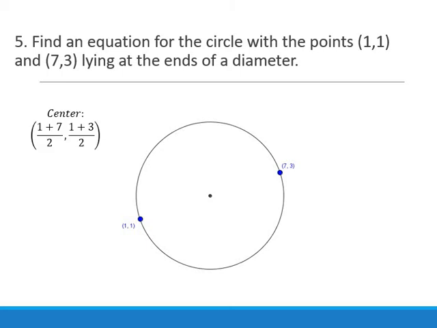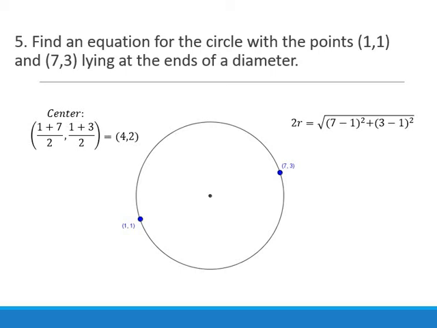So our center, we find the midpoint, so we average the x's and the y's. We do 1 plus 7 divided by 2 for the x's, and 1 plus 3 divided by 2 to get our y coordinate. So that's going to give me 8 halves, or 4, for the x coordinate, and 4 halves, or 2, for the y coordinate. So our center is (4, 2).